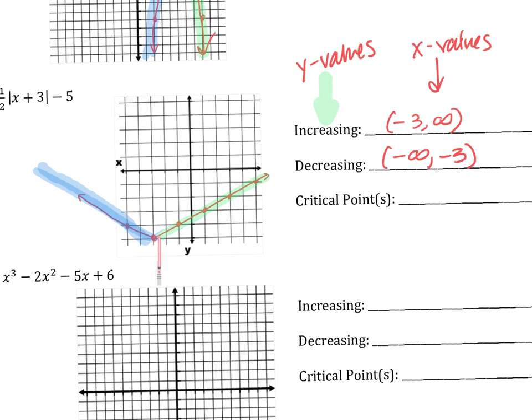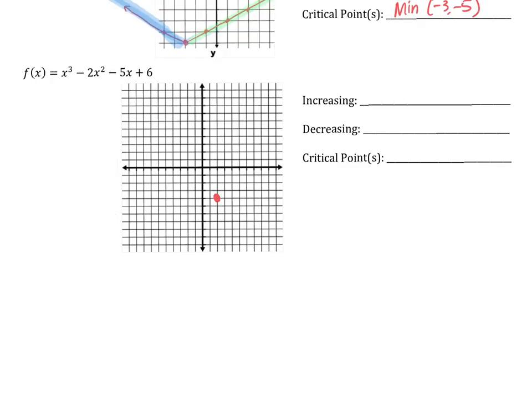Critical point? Consider that. Negative 3, negative 5 would be a min. Very good. Let's make 2, negative 4-ish. Again, I'm rounding on this to make our lives a little easier. And then this little max up here was, let's say, negative 1, 8. So I'm going to put those up there.